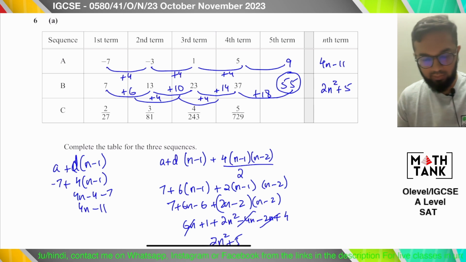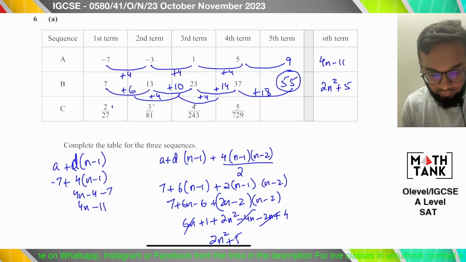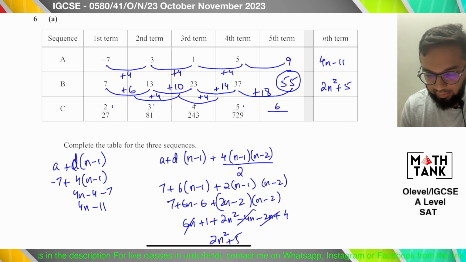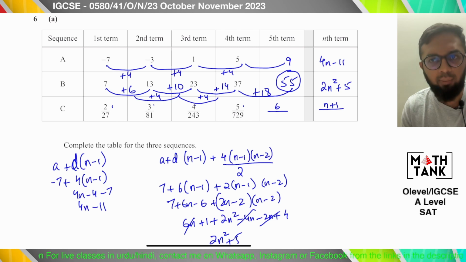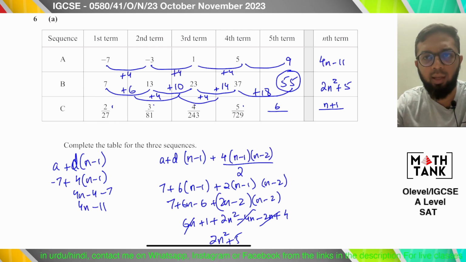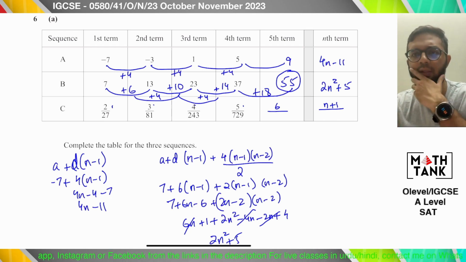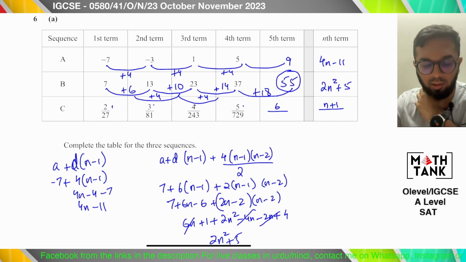Then let's look at this. It just says 2, 3, 4, 5. So I'm going to say this is 6. This is just n plus 1 in the numerator. I can see that happening. The value of the term is 1 ahead of the number of the term. So that's pretty much it.